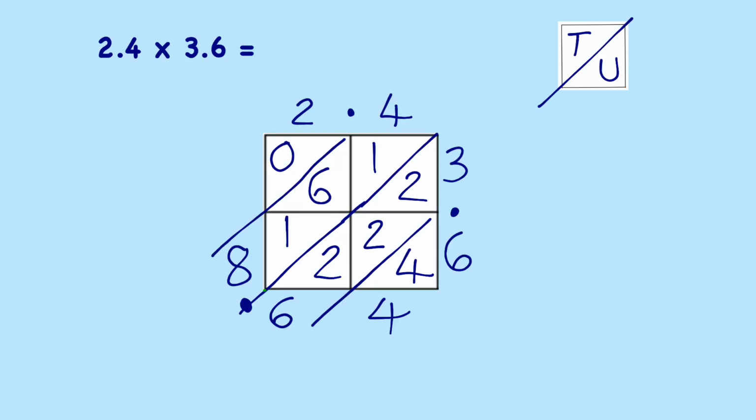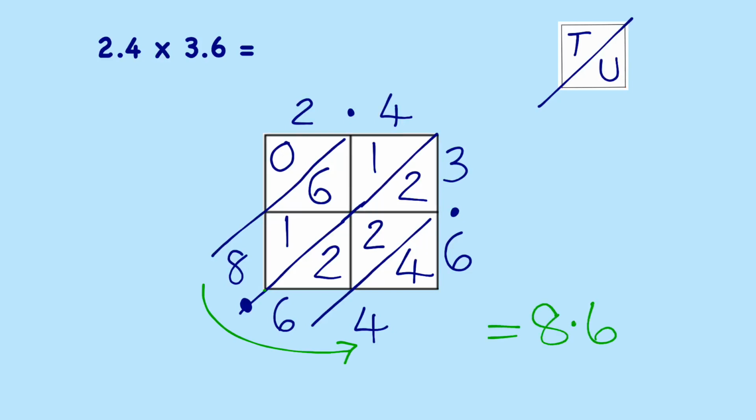And now I need to read round my answer from left to right, and I can see that my answer is 8.64. So I know that 2.4 times 3.6 is 8.64.